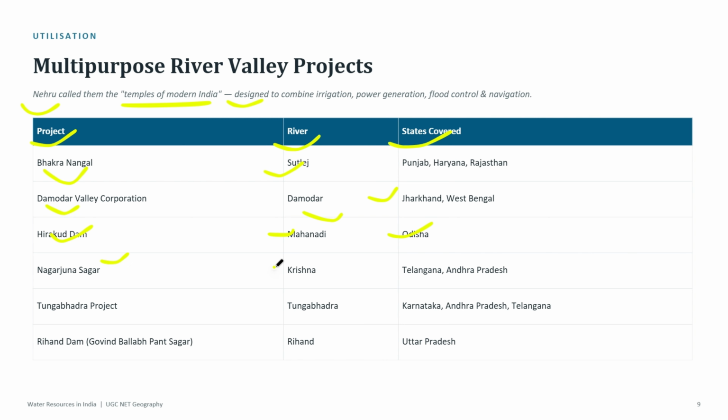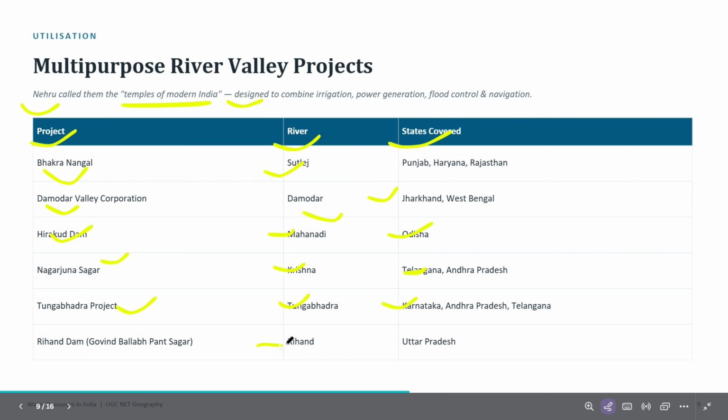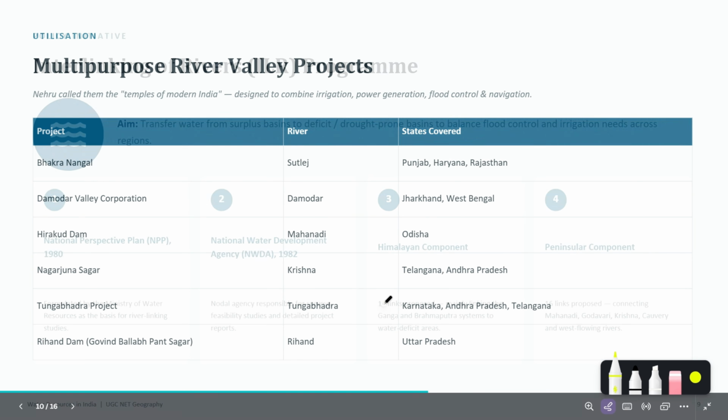Nagarjuna Sagar, Krishna, Telangana and Andhra Pradesh. Tungabhadra project, Tungabhadra river, Karnataka, Andhra Pradesh and Telangana. Rihand Dam, Govind Ballabh Pant Sagar on the Rihand river, Uttar Pradesh.